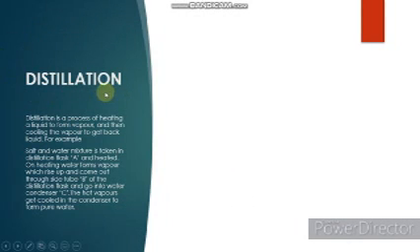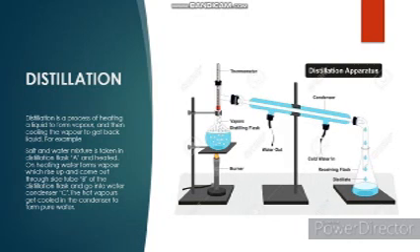Distillation is also a method to separate the components of a mixture, and in this method we can get both the components of the mixture. So distillation is a process of heating a liquid to form vapor and then cooling the vapor to get back liquid. For example, if we want to separate salt and water from a salt water mixture, then we will use this distillation process. So first of all, set the distillation apparatus.